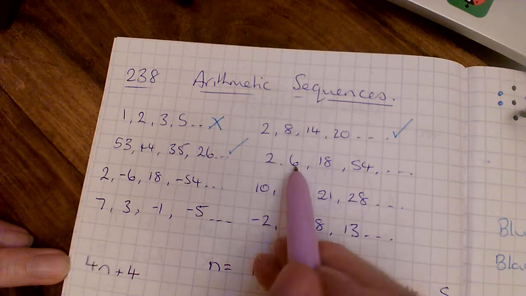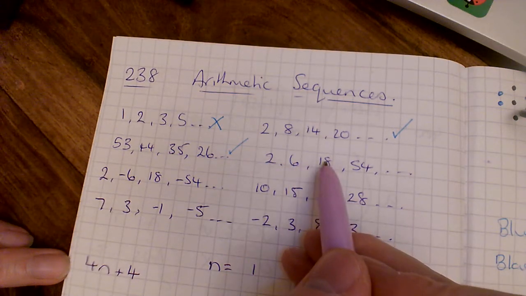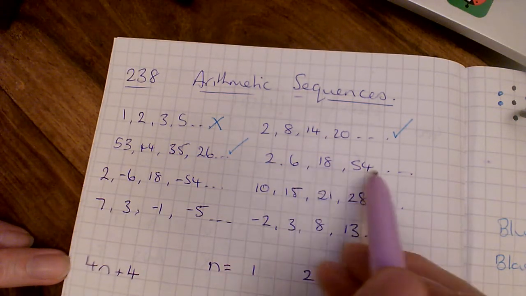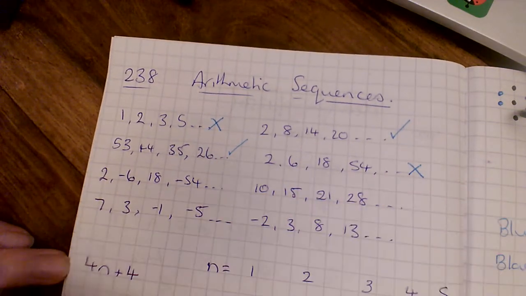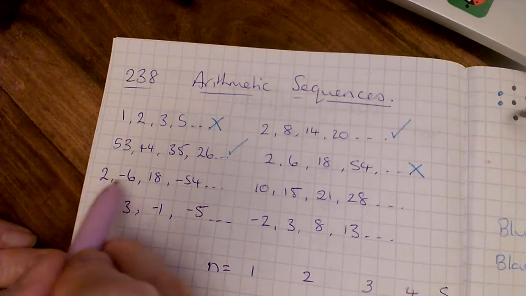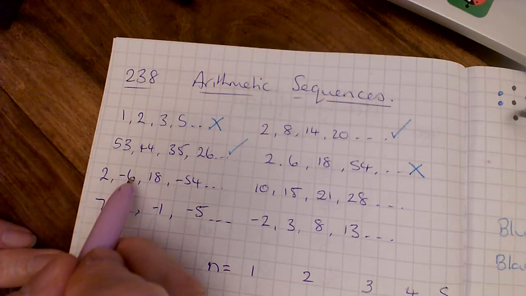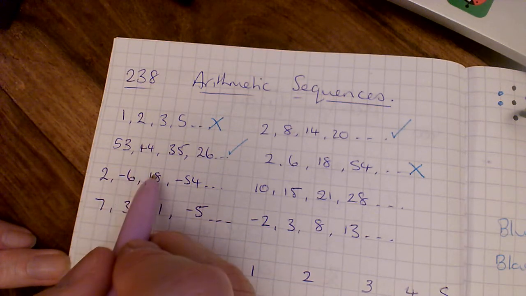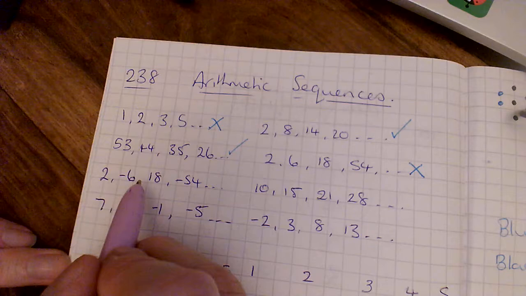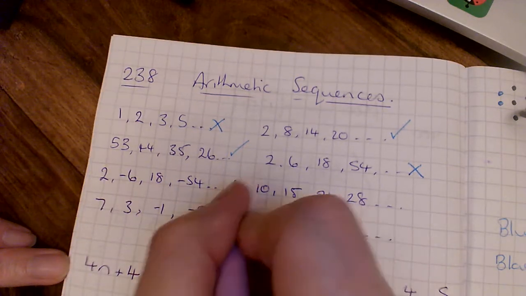2 to 6 is add 4, 6 to 18 is not add 4, it's add 12, 18 to 54 is clearly not add 4, it's add 36, so this is not an arithmetic sequence. 2 down to minus 6, so you go down 8, then you're going back up from minus 6 to 18, so that's going up by 24, so this is definitely not an arithmetic sequence.